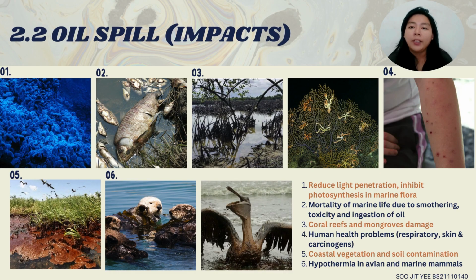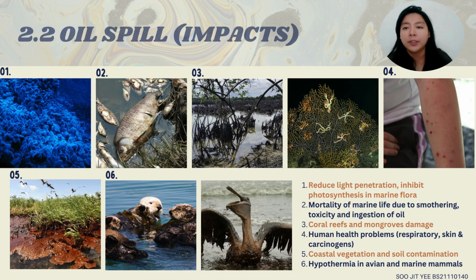There are many negative impacts brought by the oil spill. Oil will reduce the light penetration, inhibit photosynthesis activity in marine flora. It can cause mortality of marine life due to smothering, toxicity, and ingestion of oil. Damage in coral reef, mangrove, human health problems, contamination of coastal vegetation and soil, hypothermia in avian and marine mammals due to oil penetration are also the negative impacts of oil spill.